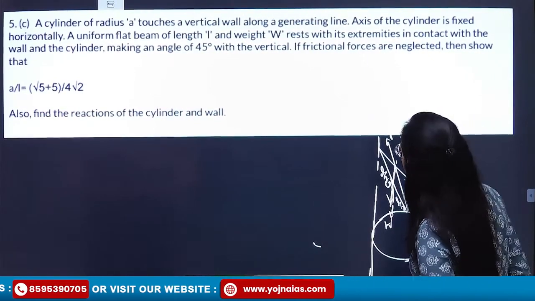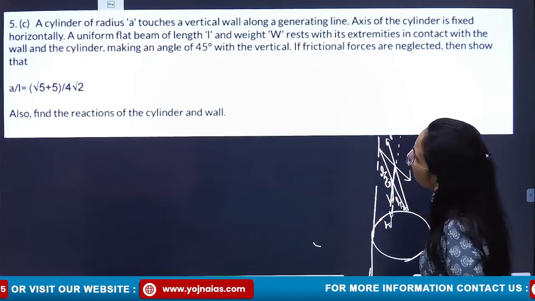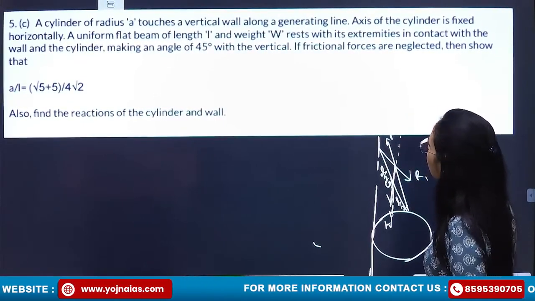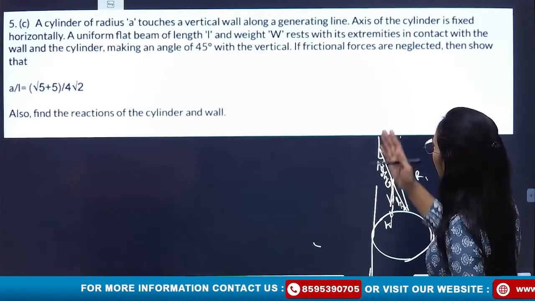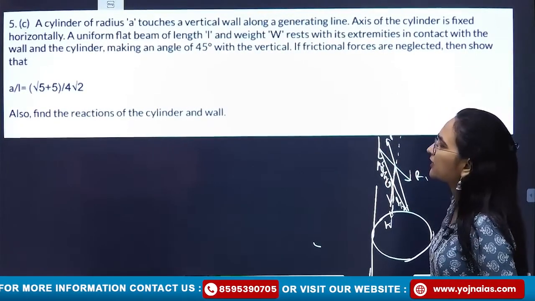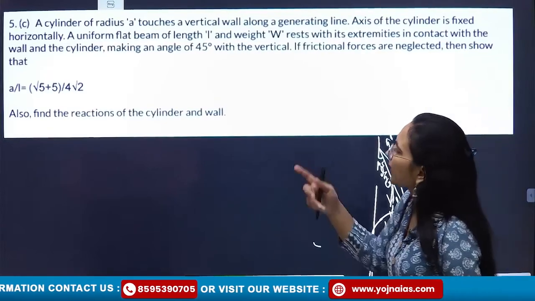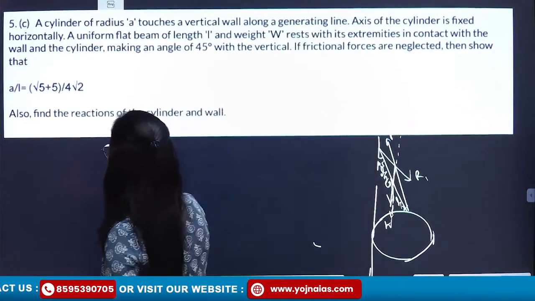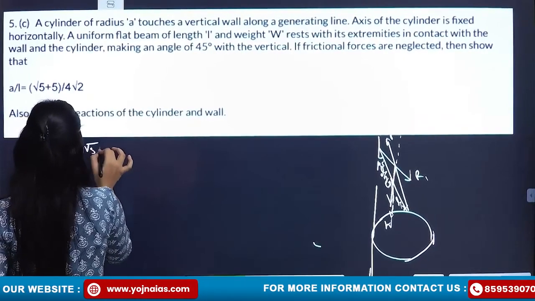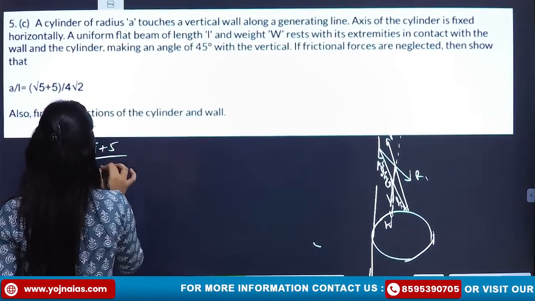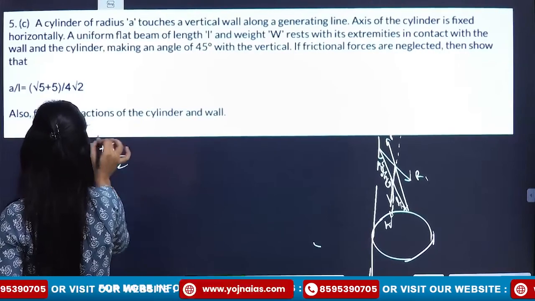Then, while making an angle of 45 with the vertical, this angle is 45. Frictional forces are neglected and show that this A by L is equal to 5 plus 5. This is what we need.